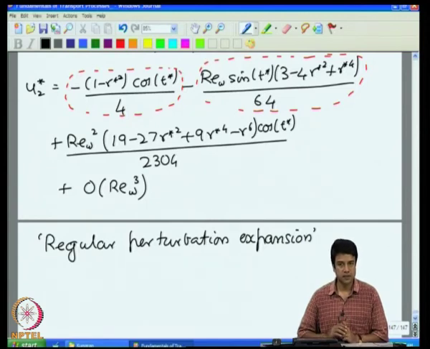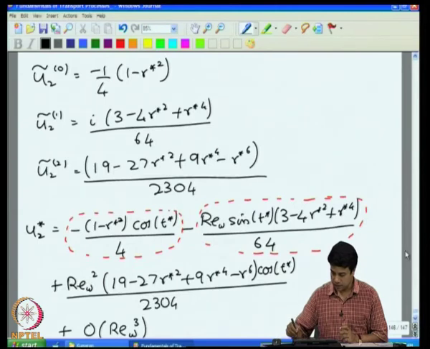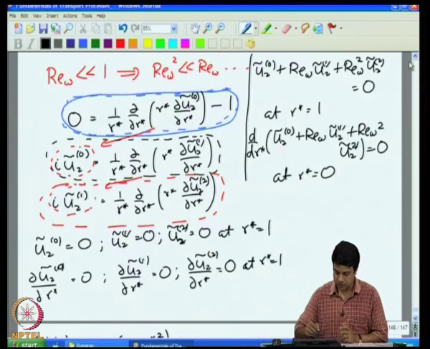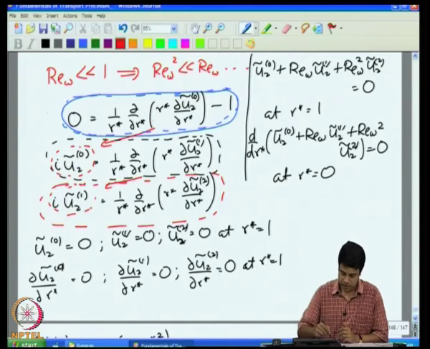So, the term that is proportional to Re omega will be small compared to the leading order term, which is order 1. The term that is Re omega squared will be small compared to the term proportional to Re omega. Therefore, each of those individual coefficients can individually be set equal to 0. I set the order 1 equation equal to 0, the order Re omega equation equal to 0, the order Re omega squared equation equal to 0, and so on.